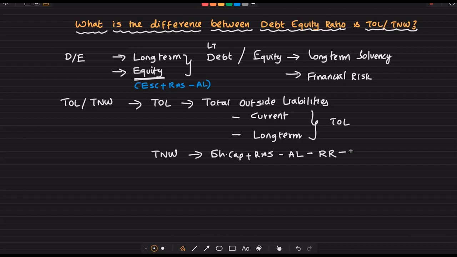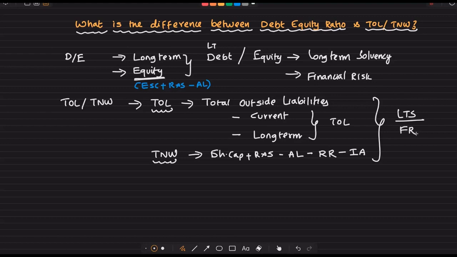And intangible assets of the company will also be deducted. Okay, so here you are comparing the total outside liabilities with the tangible net worth, and with that you are going to come to conclusion about the long-term solvency of the business. You are going to come to conclusion about the financial risk associated with that business.